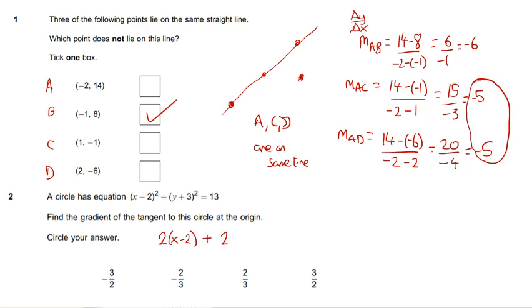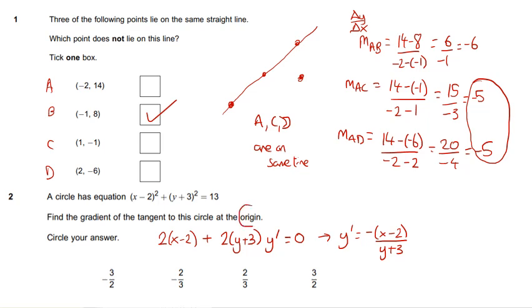Then the second term, we do the same, except we're differentiating y, not a function of x now, so we need to multiply by the derivative. So I'll write y prime there, and then differentiate 13, you get 0. So if you rearrange this, you get y prime is equal to minus x minus 2, take that to the other side, divided by y plus 3.